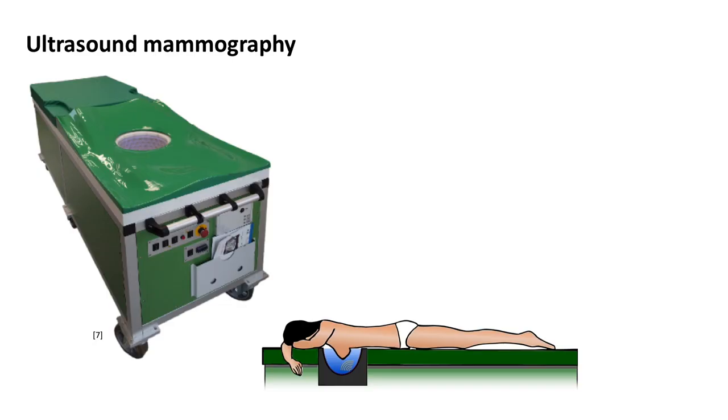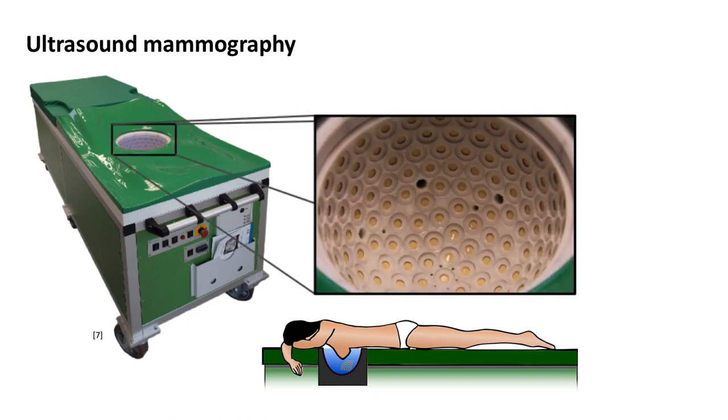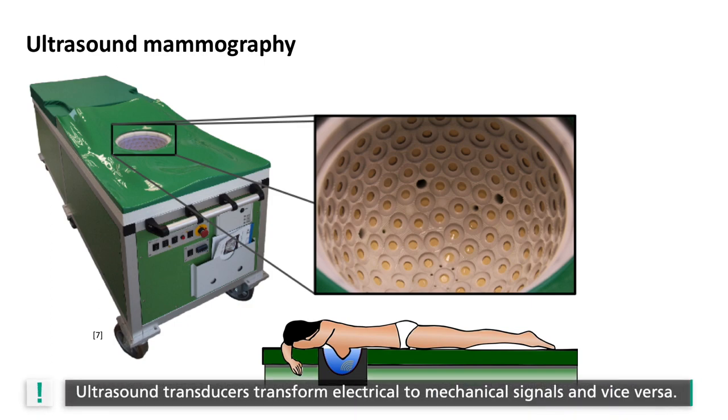A prototype for automatized 3D ultrasound tomography was developed at the KIT Institute for Data Processing and Electronics. The device consists of a water-filled ellipsoidal half sphere embedded in a patient's bed. It is equipped with 157 array systems, each of which consists of 9 receiver and 4 source elements. Those are so-called transducers that transform electrical to mechanical signals and vice versa.